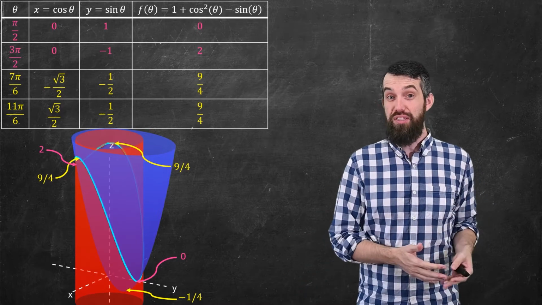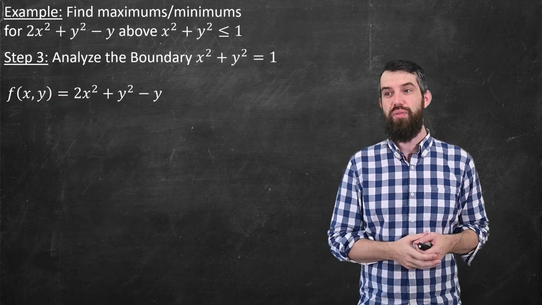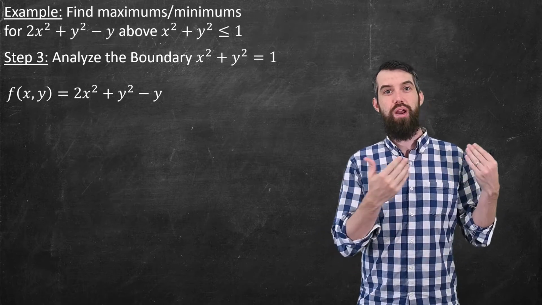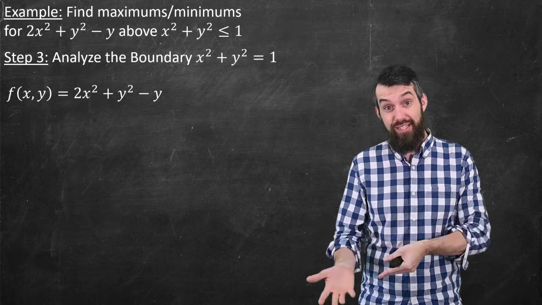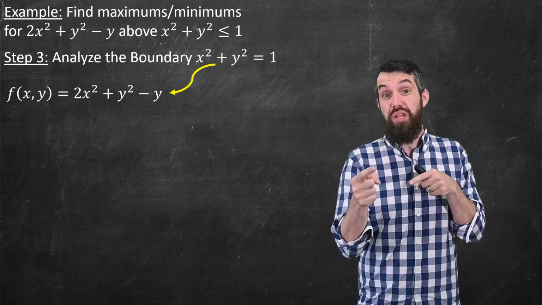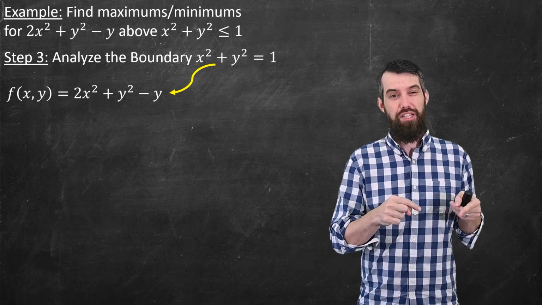I said there was a couple different ways to do this. I'm just going to very briefly talk about the second way you could do it. So I'm going to go all the way back to step 3 of the computation. This was where previously I had introduced the parameterization. I introduced theta.